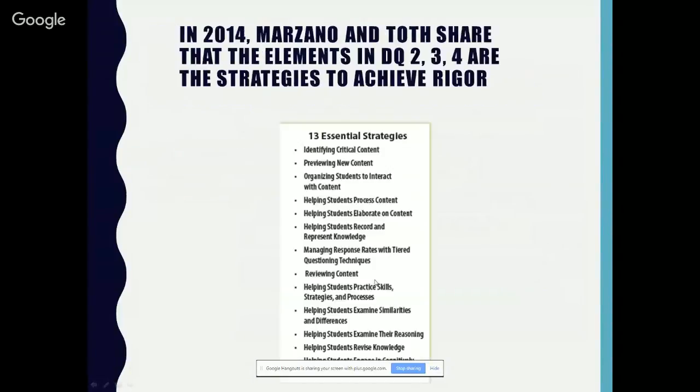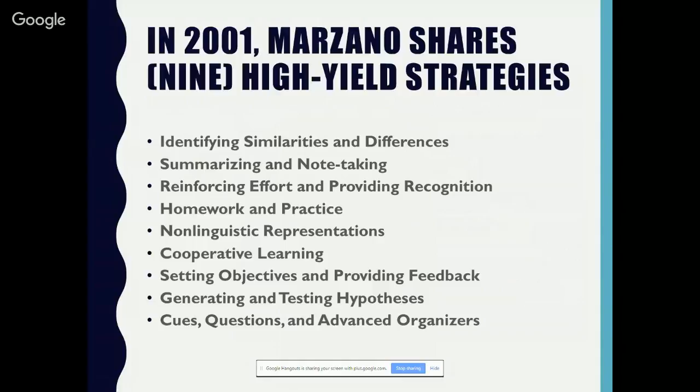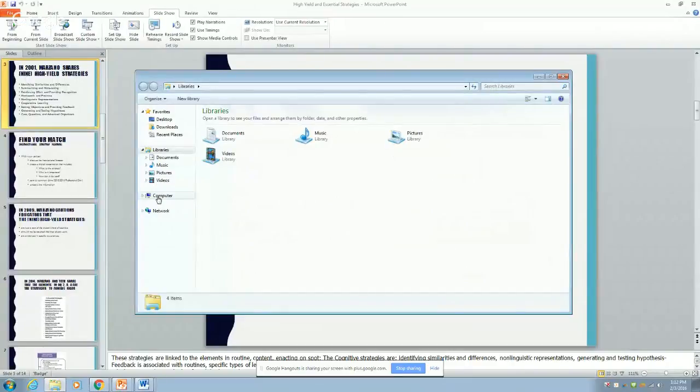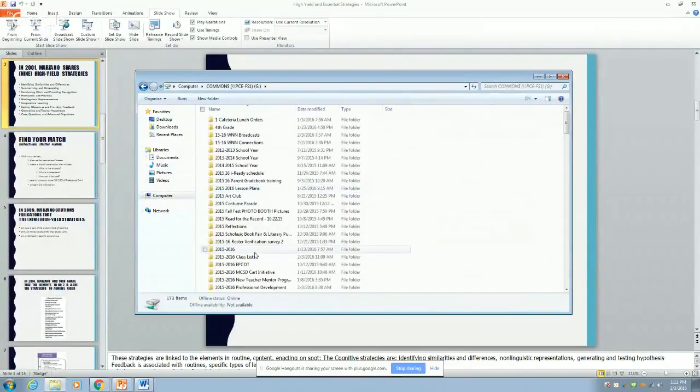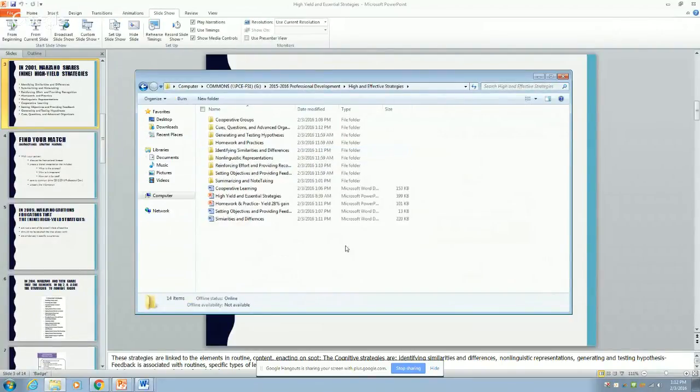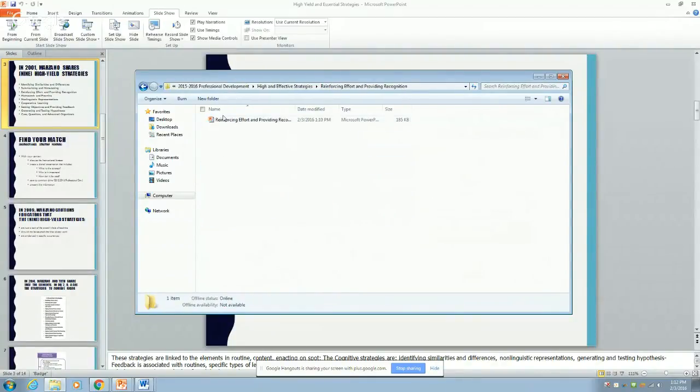Okay, great. All right, so now we're going to take a quick review of those strategies, what it means, why is it important, and how can it be used in a classroom as an example. So let's go back here too, and then we'll pull up our Common Drive. Development. Okay, we have reinforcing effort and providing recognition.